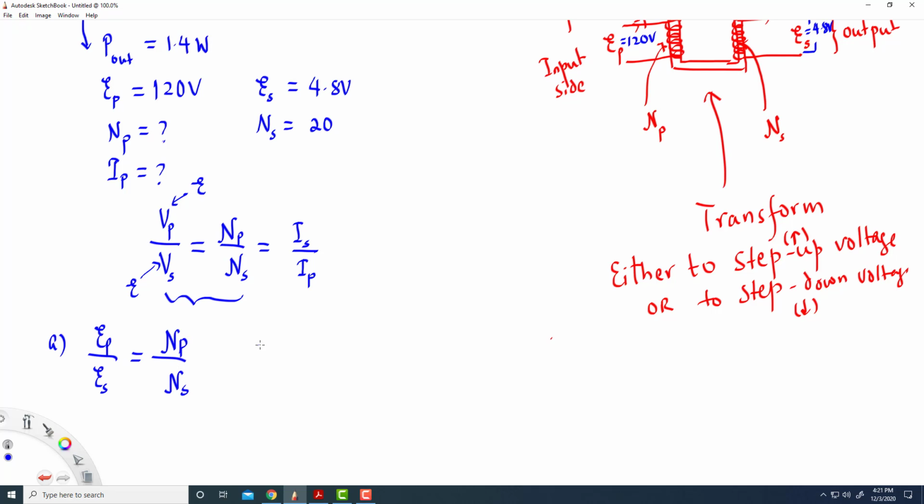So we want to find NP. NP would be EP over ES times NS. Just rearranging the terms, we get this. Plug in the numbers. EP is 120 volts, ES is 4.8 volts, and NS is 20 turns. So do the math, that will give you NP.